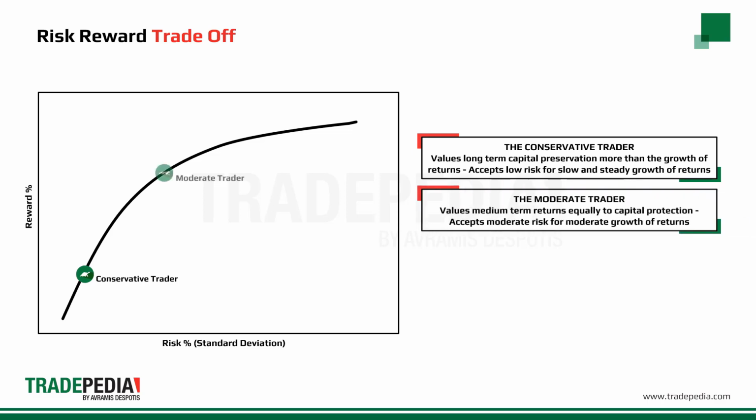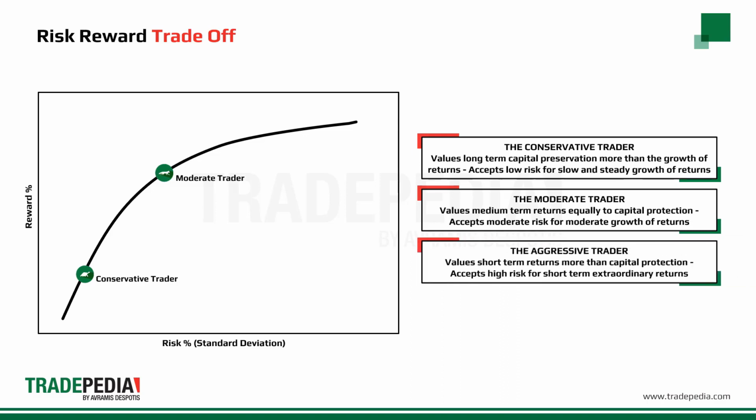The moderate trader values medium-term returns equally to capital protection and accepts moderate risk for moderate growth of returns. The aggressive trader values short-term returns more than capital protection and accepts high risk for short-term extraordinary returns. And we can also have the very aggressive trader and many more categories in between.